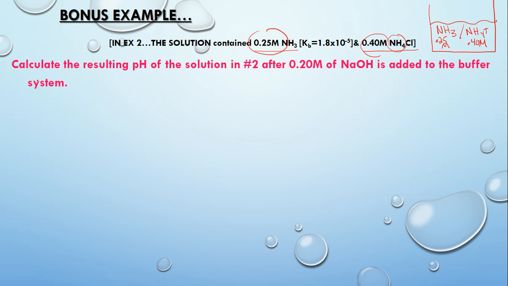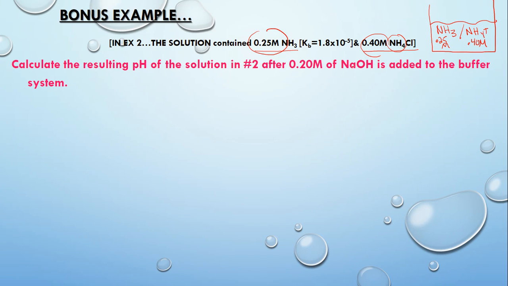So here we're starting the next part. It says: calculate the resulting pH of a solution in number 2 after 0.20 molar of sodium hydroxide is added to the buffer system. Now, this particular problem is not in your note pack, but if you would, please add it as the bonus example. All right?